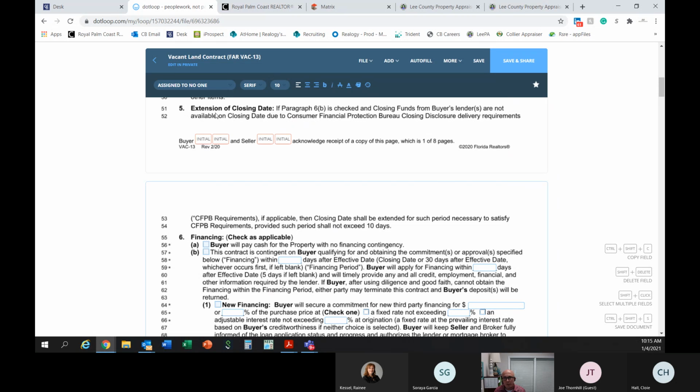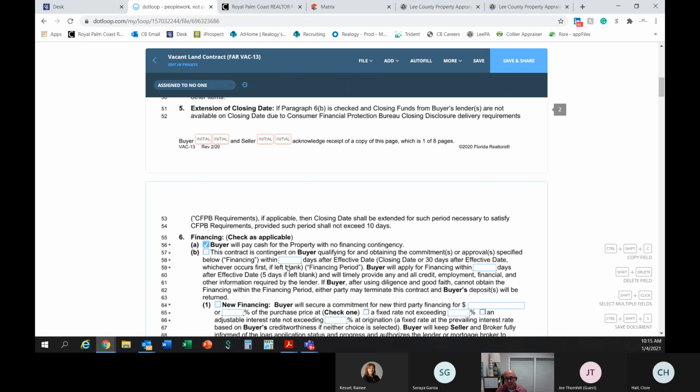Okay. And number 5, extension of closing date. If paragraph 6B is checked and closing funds from buyer's lender are not available on closing date due to Consumer Financial Protection Bureau closing disclosure delivery documents, CFPB requirements, if applicable, then closing date shall be extended for such period necessary to satisfy CFPB requirements, provided period shall not exceed 10 days. Okay, but again, financing is probably not going to be involved with a vacant land purchase.